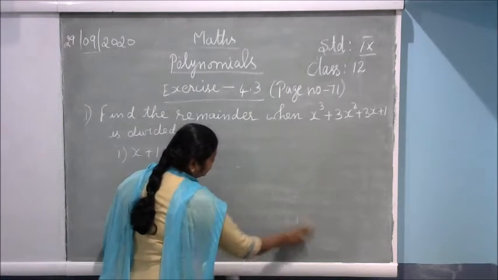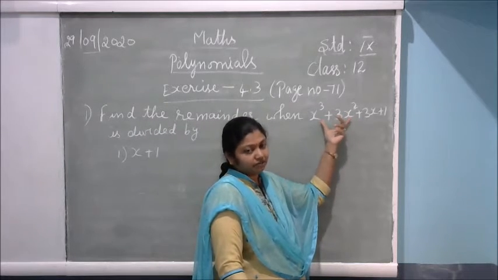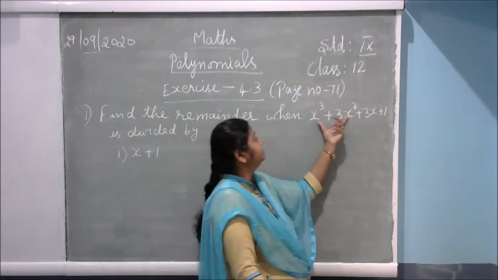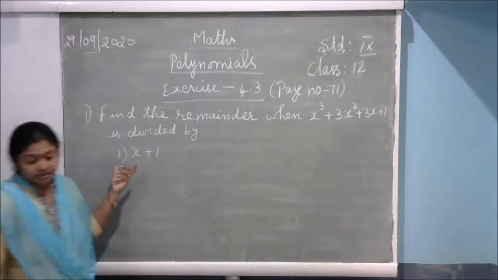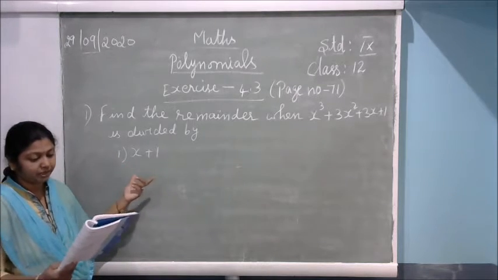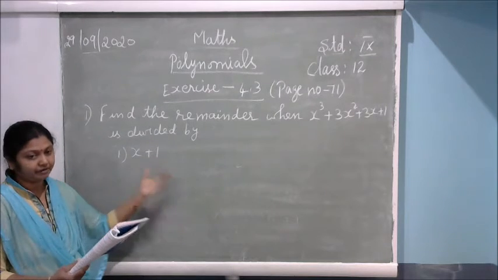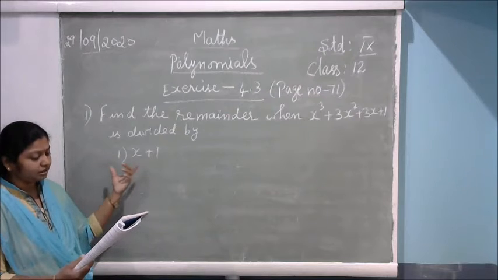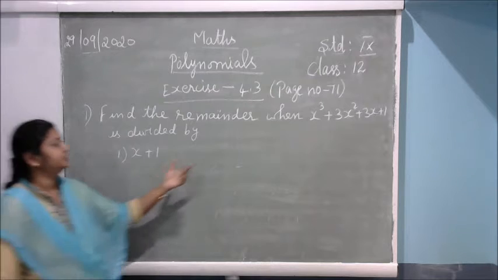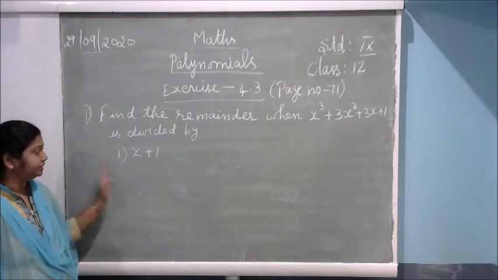The equation given in the question is your dividend, like 7 in the example I gave. Whatever the sums they have given, like x plus 1, x minus 1 by 2, x plus 5, 5 plus 2x, are your divisors. Using this dividend and divisor, you have to find the remainder. I will teach you how.